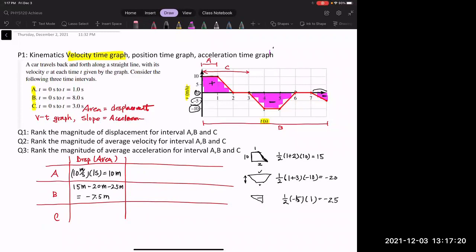And then if you look at the C, it is from 0 to 3. That actually is the trapezoidal, which is this one here. Then this is simply just 15 meter.